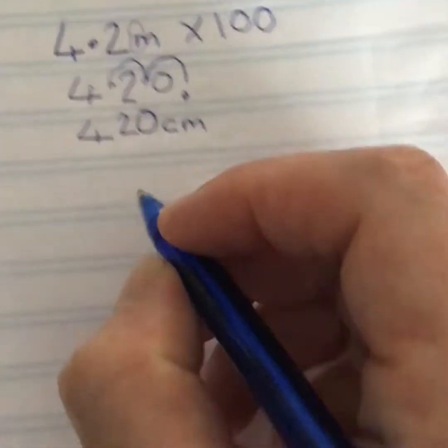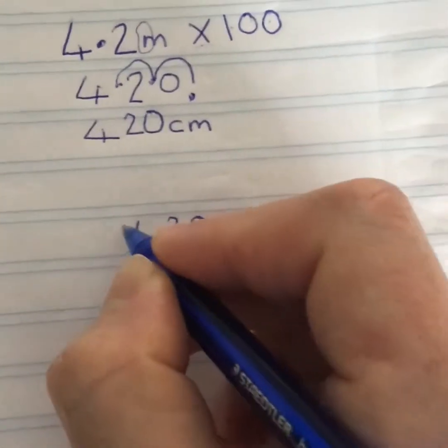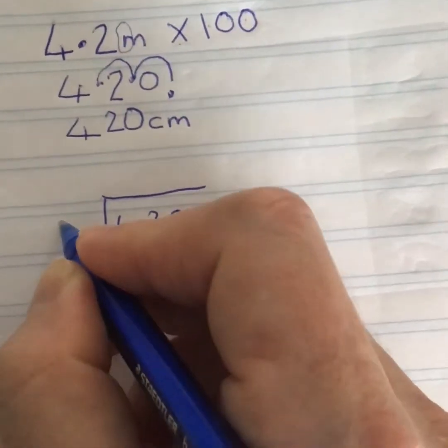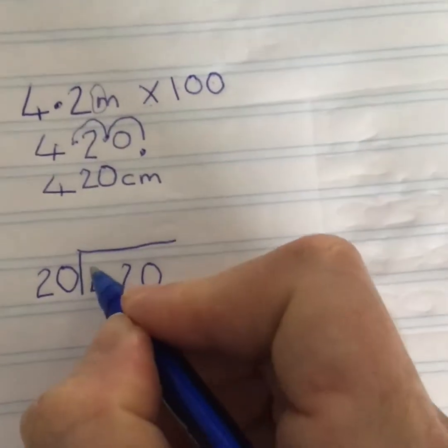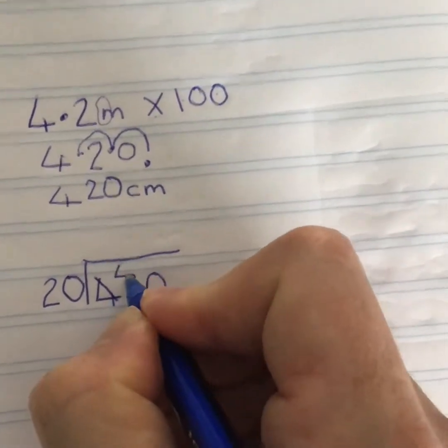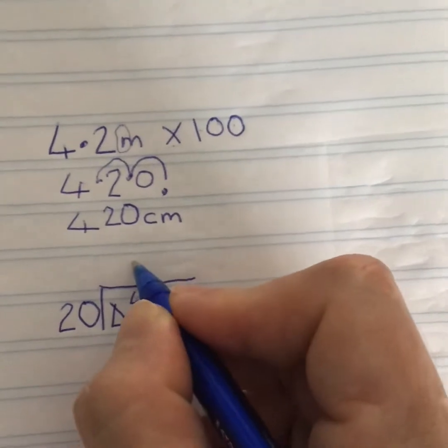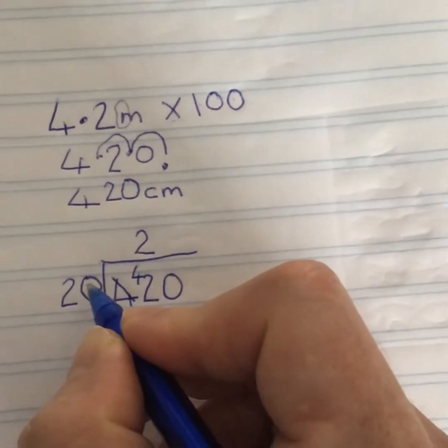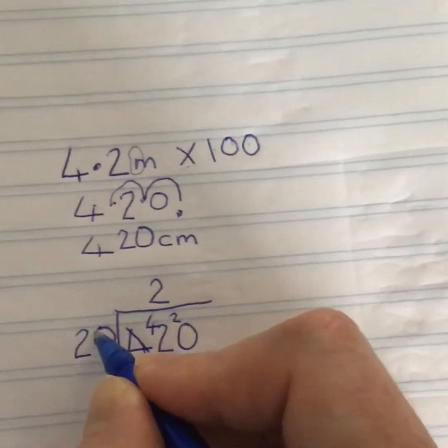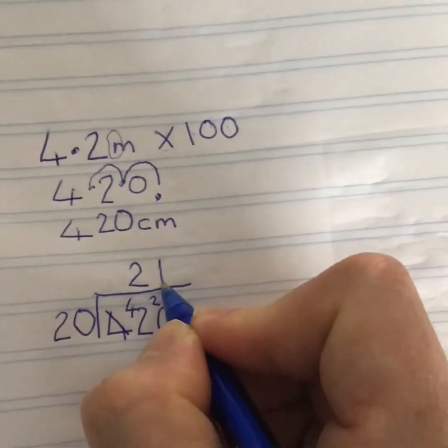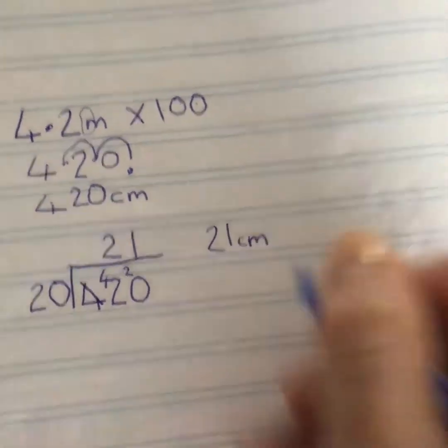Okay, here's one way you can do this. Right, so you can do 420. And how many 20s go into 420? Well, 20 does not go into 4. So we move the 4 across. That now becomes 42. Now 20 goes into 42 2 times, but there's 2 left over because 2 times 20 is 40, but we've got 42 there. So how many 20s go into 20? It's 1. So we have the final answer as 21 centimeters.